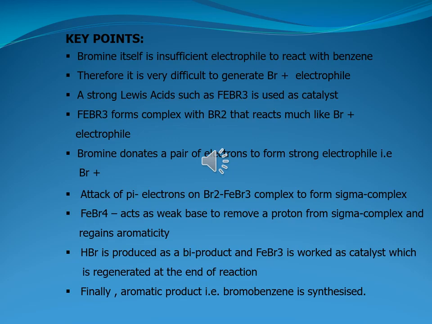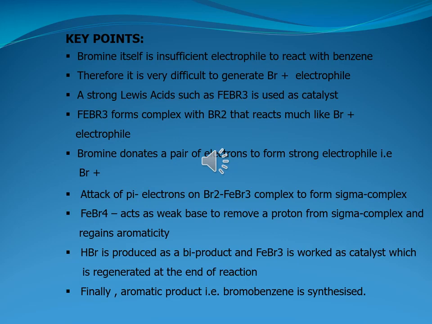FeBr3 forms a complex with the bromine molecule that reacts like bromonium as an electrophile in the mechanism. Bromine donates a pair of electrons to form a strong electrophile, that is, bromine as a cation. Then the pi electrons attack the bromine iron tribromide complex to form a sigma complex.